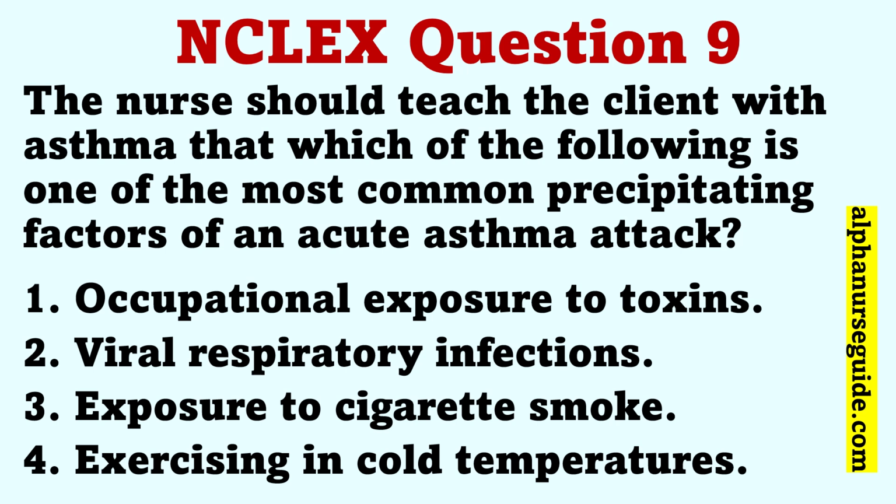The most common precipitator of asthma attacks is viral respiratory infection. Clients with asthma should avoid people who have the flu or a cold and should get yearly flu vaccinations. Environmental exposure to toxins or heavy particulate matter can trigger asthma attacks. However, far fewer asthmatics are exposed to such toxins than are exposed to viruses. Cigarette smoke can also trigger asthma attacks, but to a lesser extent than viral respiratory infections. Some asthmatic attacks are triggered by exercising in cold weather.